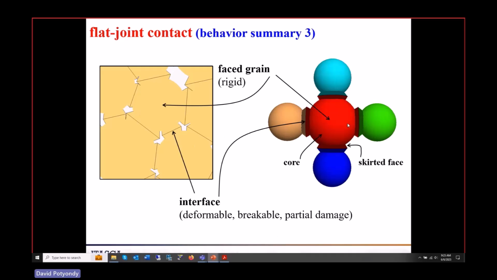In 3D, it looks like this. I love this picture. So you can think of the grain, I'll call it a faced grain. It's still rigid, but it has these interesting facets on it, okay?